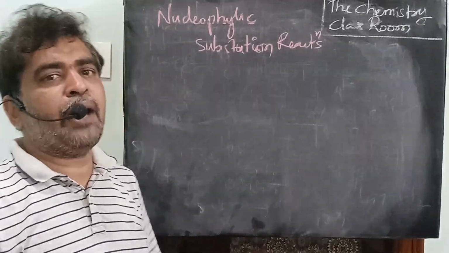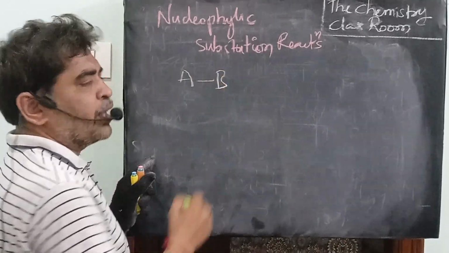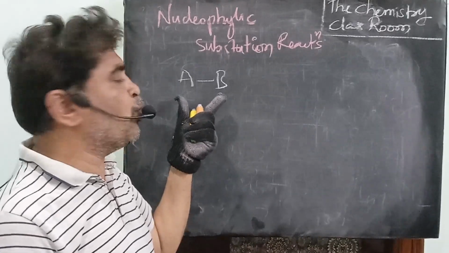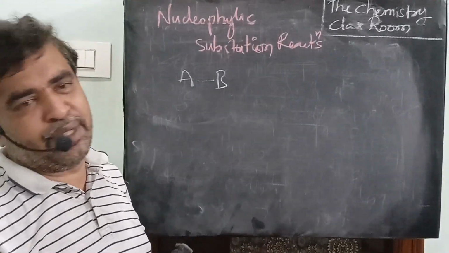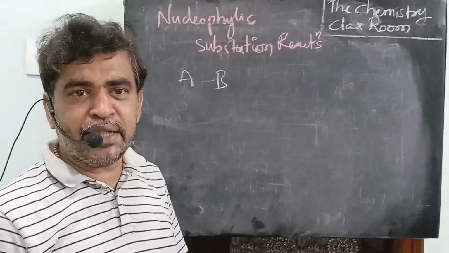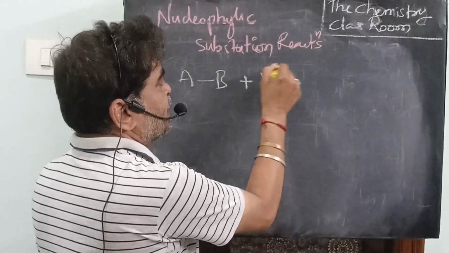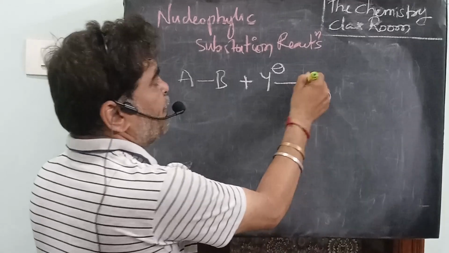So one general example we'll take. For example, A and B is a compound. In the compound AB, A and B are involved in a covalent bond. The two have an electronegativity difference. So when they are reacted with Y minus, what we are reacting is Y minus. So automatically, see what happened here.